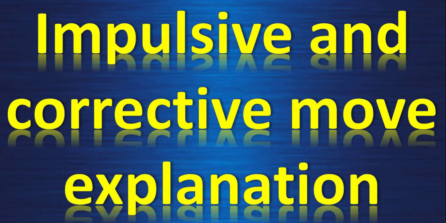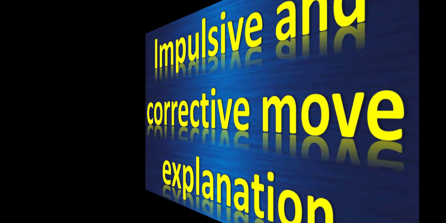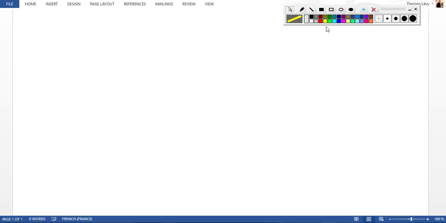Now let's see the impulsive and corrective move explanation. Another concept that you have to learn and that can improve your trading a lot is the concept of impulsive and corrective moves in the market. My line will be the price in blue. Most of the time you have an impulsive move, which is a strong move in one direction.